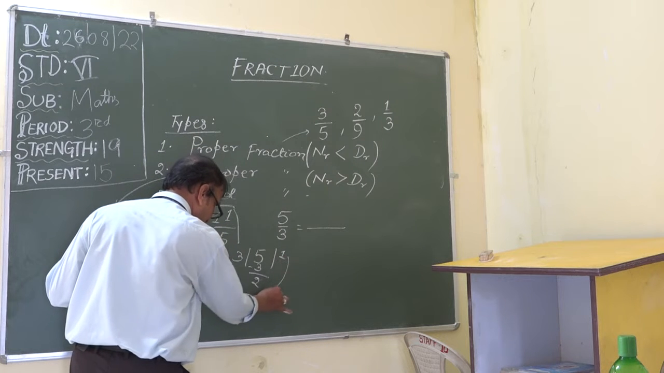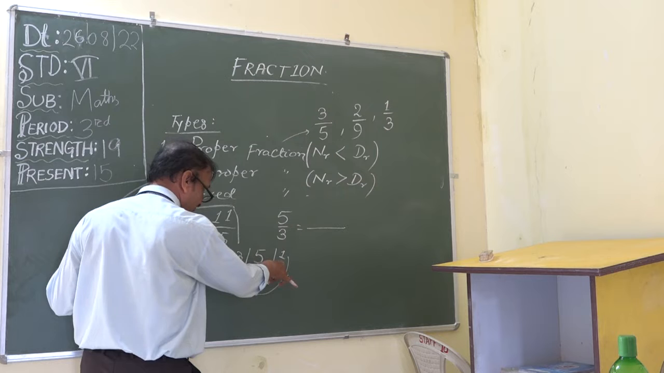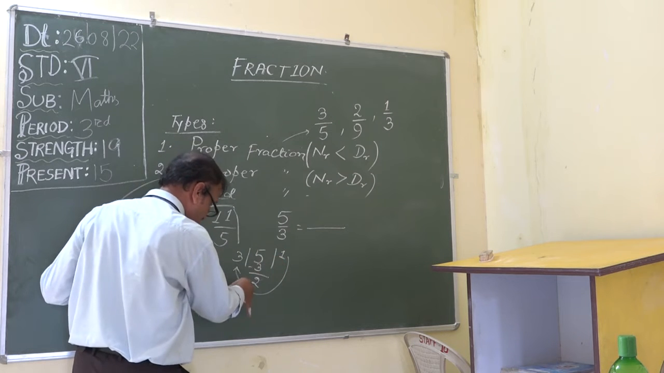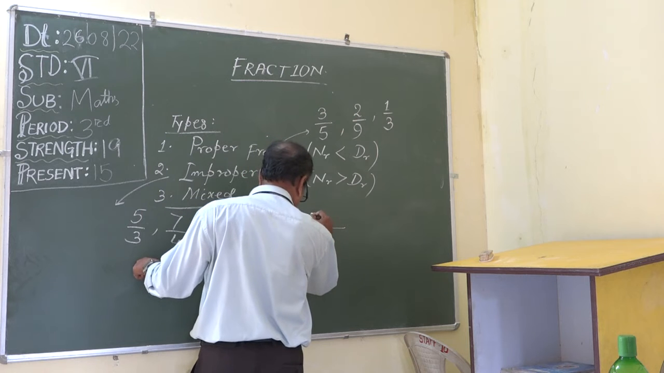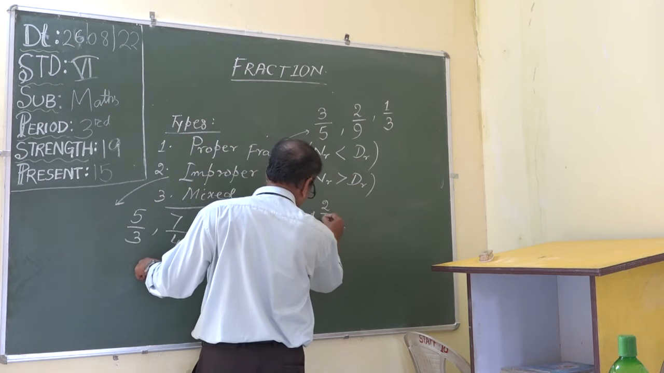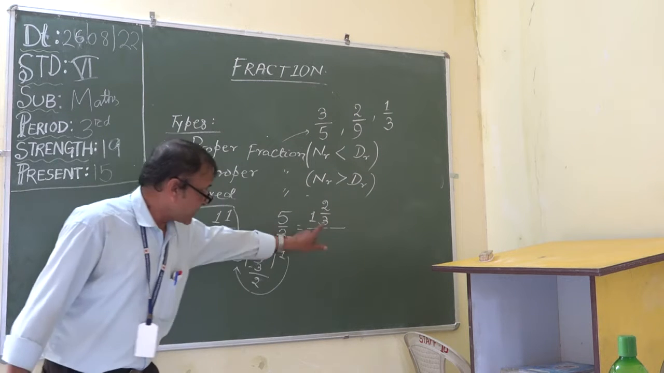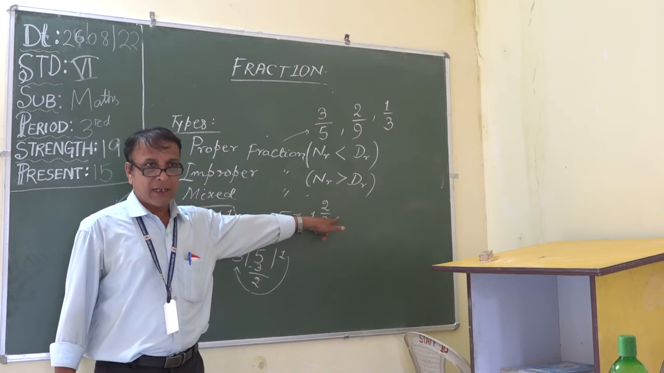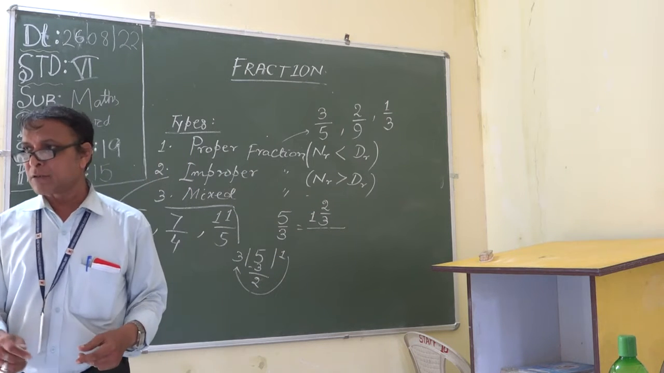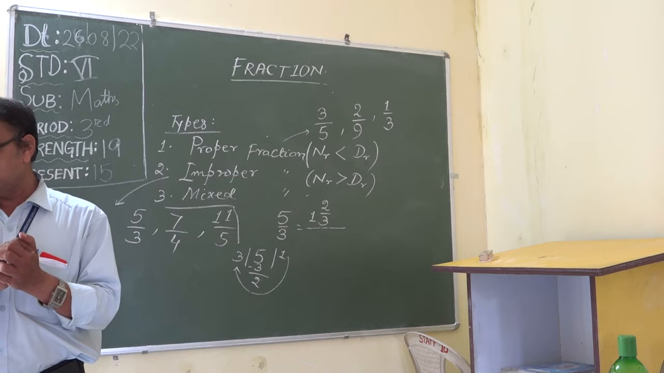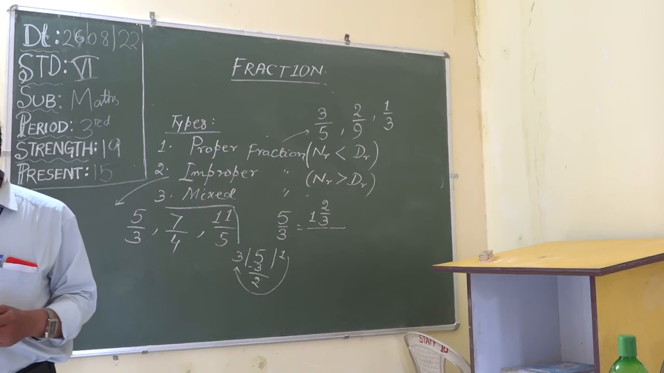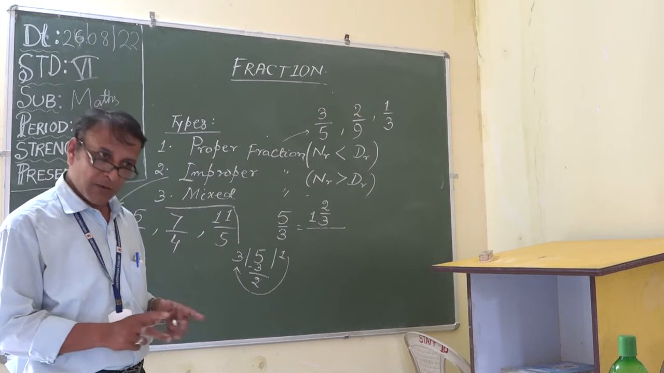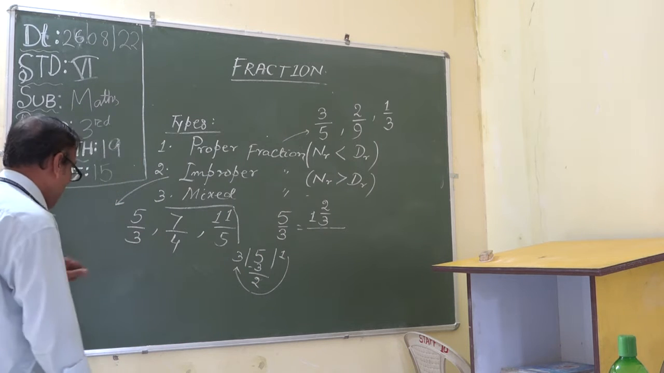Now you count from this way. That is 1 whole 2/3. So 5/3 we can write as 1 whole 2/3. Now in this, one whole part is there and one fractional part is there. So in a mixed fraction, some whole part will be there and some fractional part will be there, and combined it is called a mixed fraction. Understanding? Yes, sir.